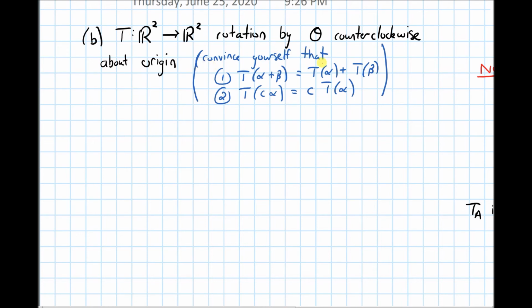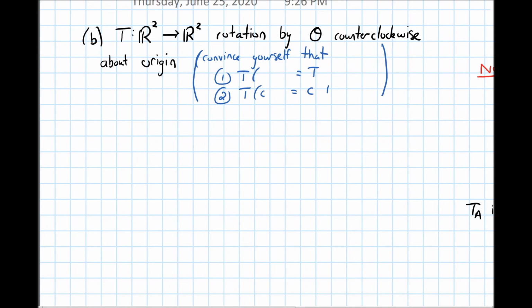So I've written here in blue that just as an exercise, you can convince yourself that T satisfies these two properties. So for example, property 1 says that when you look at T of alpha plus beta, that means, okay, if you have a vector and you're going to rotate it counterclockwise by alpha plus beta degrees, just all at once, that's the same thing as the right-hand side. The right-hand side, sorry, actually, let me correct myself there. I got to change some of this. So I misspoke a little bit.